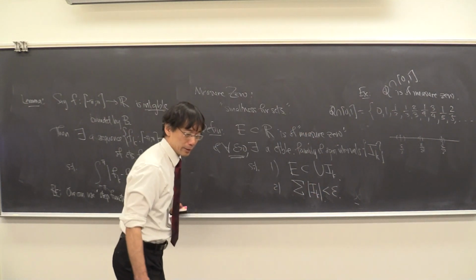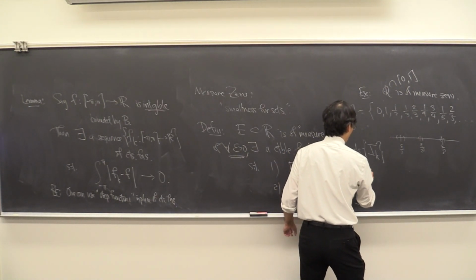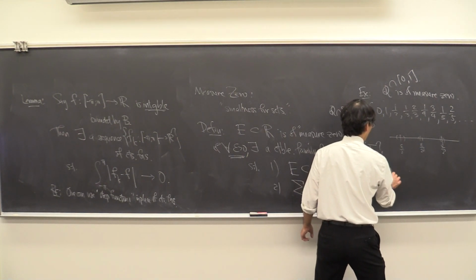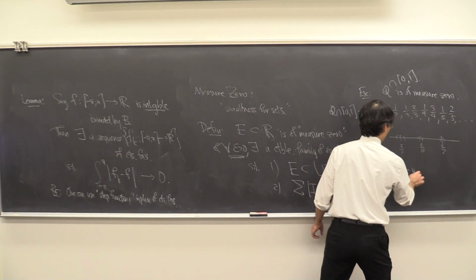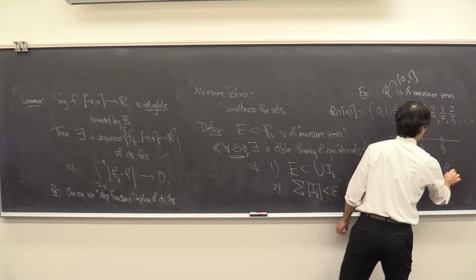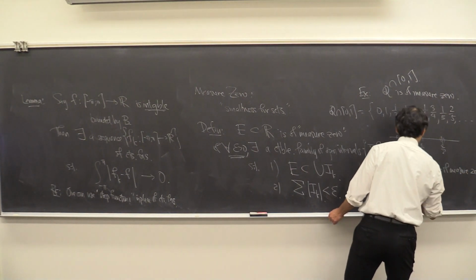Lemma: any countable union of sets of measure 0 is still measure 0.